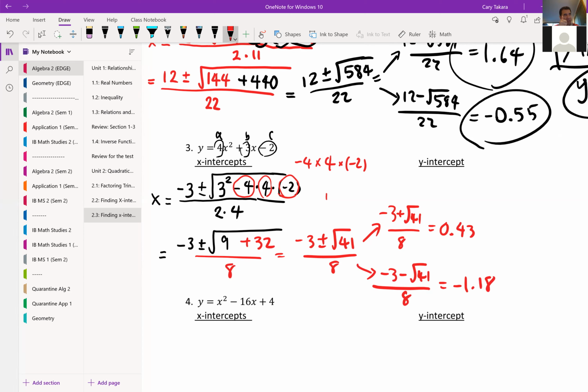Who's got this correct? Thumbs up, thumbs down. How did you guys do? Almost. If you did not quite get it, will you take a look at what I just did? Where was the mistake though? Were you able to get 41 inside of a square root? If you've got that, that's great. That's 80% of the battle there. If you didn't get 41, what did you do wrong?